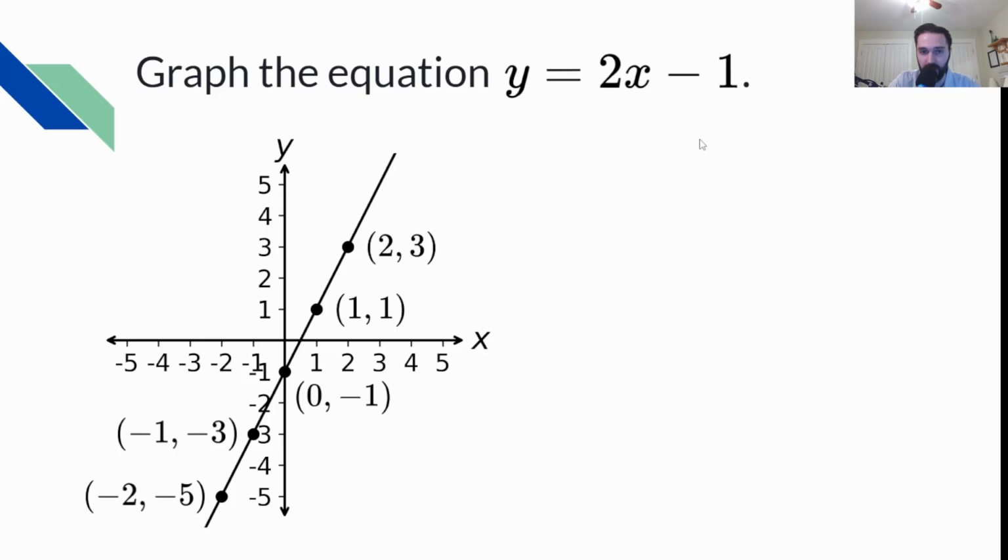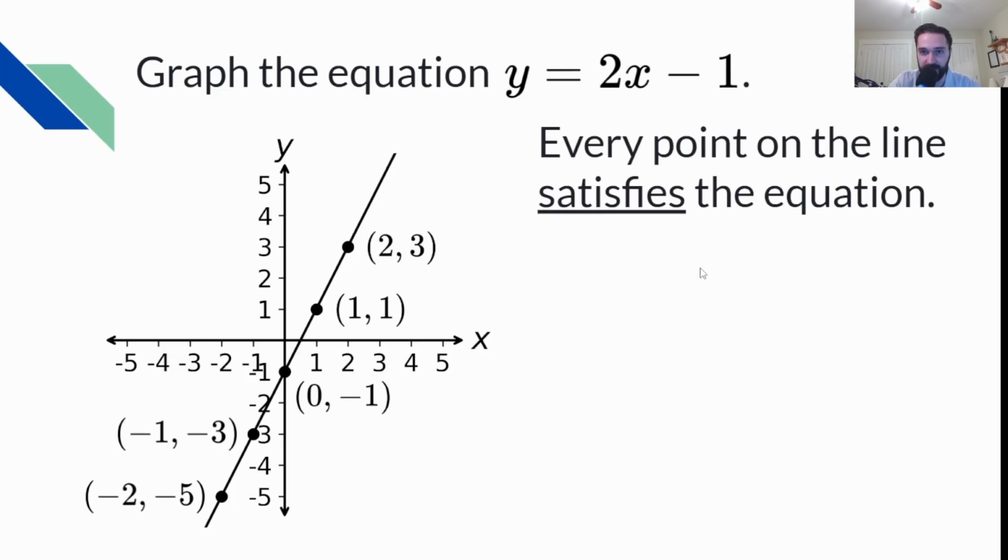One thing that's interesting about this line is that every point on the line satisfies the equation. In math, when we say something satisfies the equation, we mean it makes it true. So this x value and this y value, we plug it into the equation, we'll end up with a true equation. It satisfies the equation, so it makes it true.